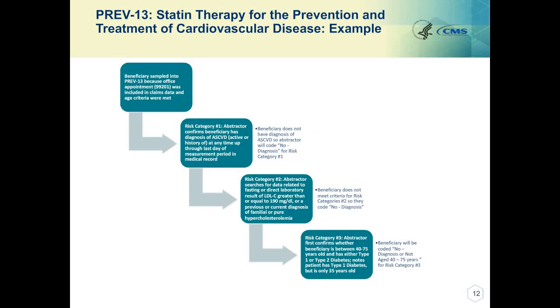So here's sort of an outline of how that reporting would go. If you're reporting Prev 13 and for risk category 1, you select no diagnosis, then you move on to risk category 2 and select no diagnosis. When you get to risk category 3, you're going to have to make an explicit selection, no diagnosis or not age 40 to 75 years. Next slide.